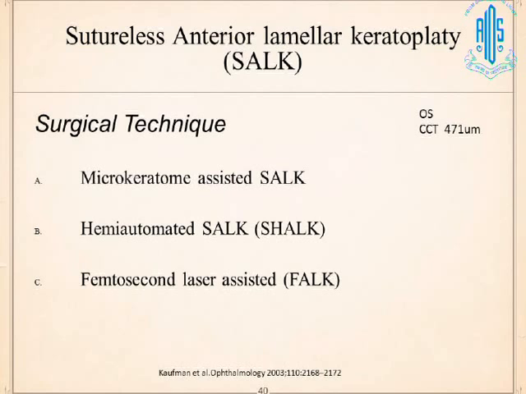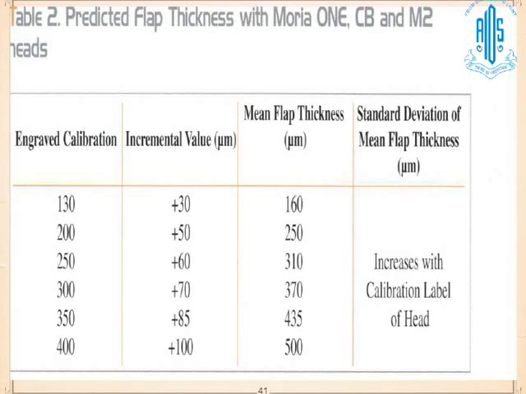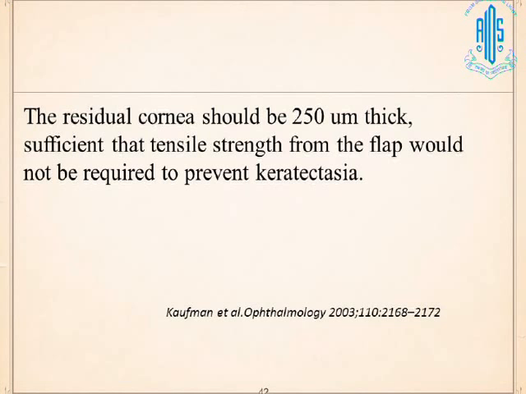So sutureless, microkeratome-assisted, semi-automated lamellar keratoplasty, and of course another option would have been a femtosecond laser-assisted keratoplasty. As I explained, there's a nomogram to predict that the residual cornea should be 250 microns even with this kind of surgery, because once you enter that layer of the cornea, there is a loss of tensile strength and a weakening of the cornea.